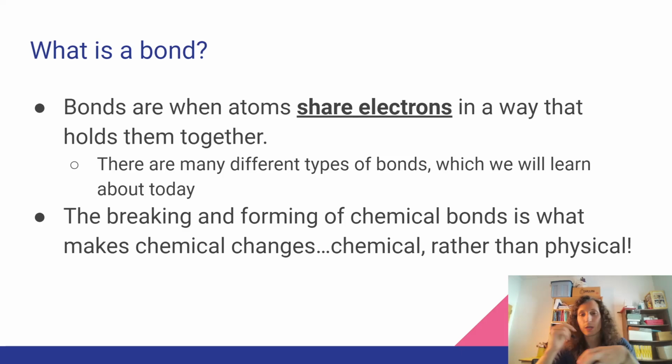And when bonds break and when they form, that's what constitutes a chemical change. If something is changed where bonds didn't break, bonds didn't form, then we're talking about a physical change. So knowing how bonds change and how the electrons move around during these breaking and forming sessions is what is going to form the foundational understanding of what a chemical change is, on that subatomic level.